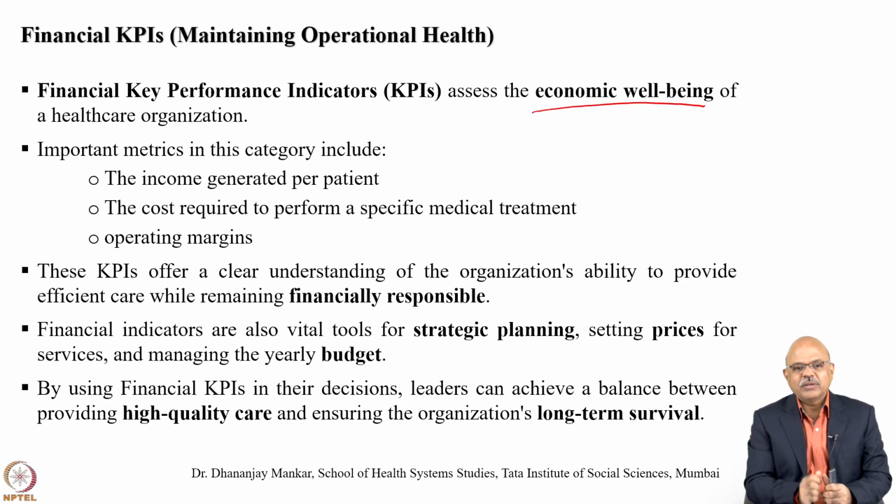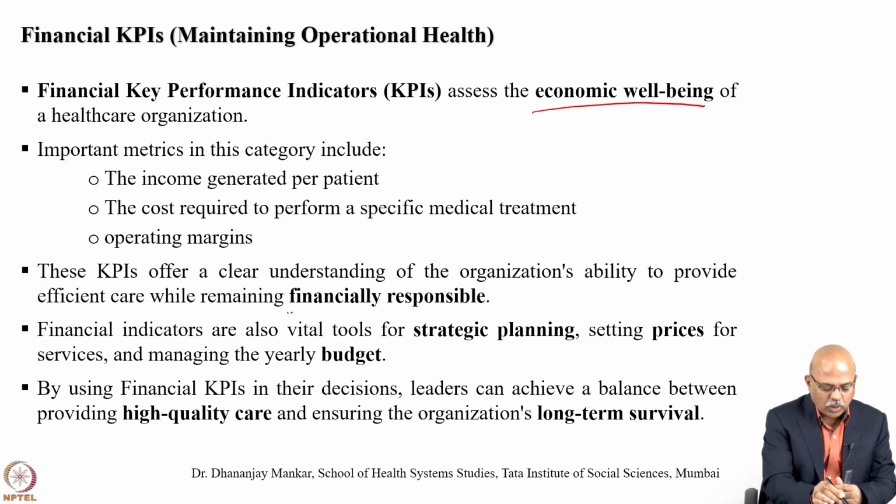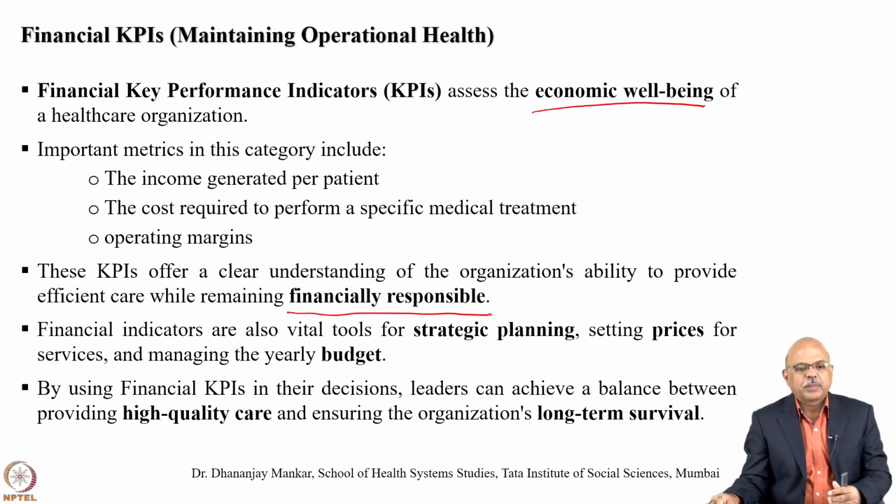What are the important metrics in this category? The important metrics are the income generated per patient, the cost required to perform a specific medical treatment, and operating margins. So these are some of the important metrics in this category and you can work on this in your institutions. These KPIs offer a clear understanding of the organization's ability to provide efficient care, while remaining financially responsible for that also, which is very important to be aware of.